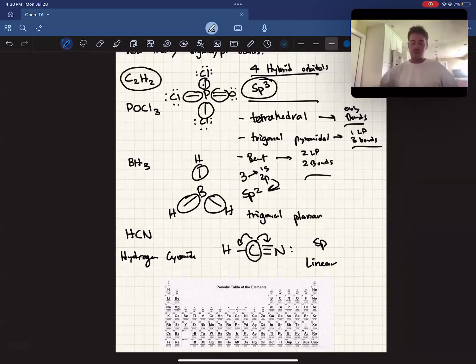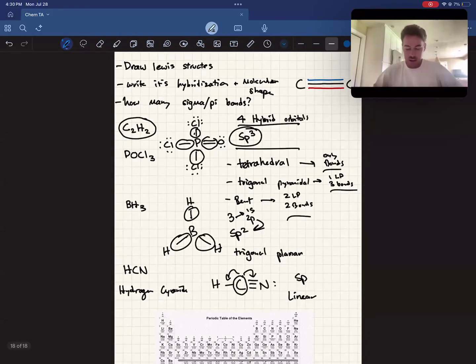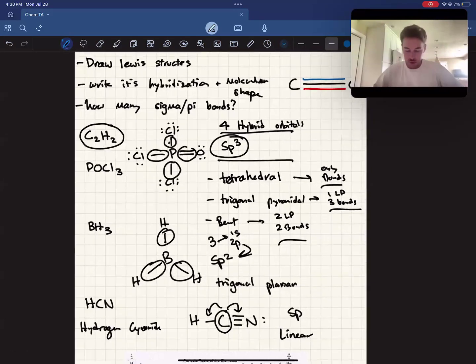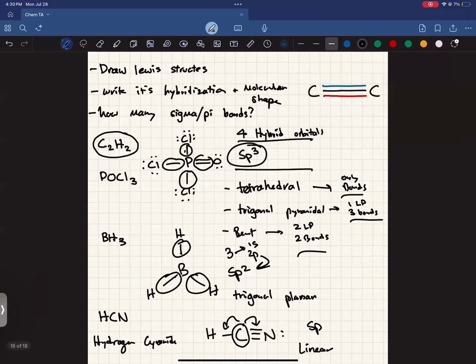I just realized I did not count the pi bonds and the sigma bonds. So let's go on the top and count those really quick. I'll draw this out. HCCH. Here's the first one. We have 1, 2, 3 sigma bonds, and then we have 2 pi bonds. This one right here, we have 1, 2, 3, 4 sigma bonds, and then we have 1 pi bond.